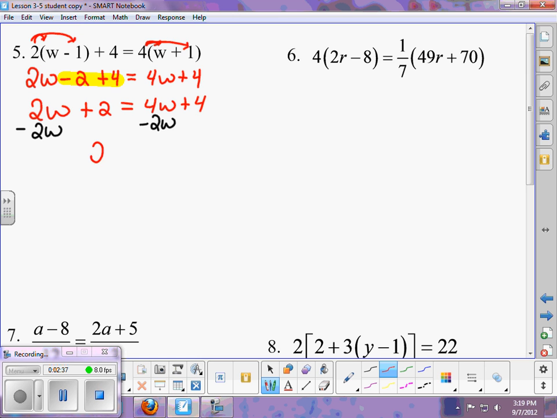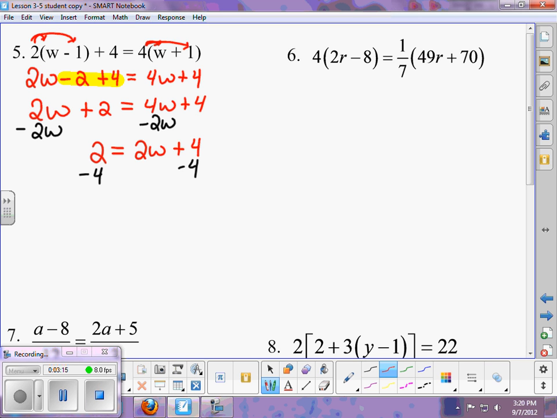That leaves you with positive 2 equals 4w minus 2w is 2w. And then we write plus 4. Again, we're trying to solve for w. We want to get the w alone. Our options are get rid of the 2 that's being multiplied, or get rid of the 4 that's being added. We know in undoing the order of operations, we save the undoing of the multiplication and division for very last. So we're forced to get rid of the 4. The opposite of adding 4 is to subtract 4.